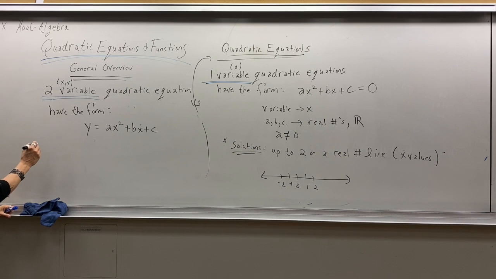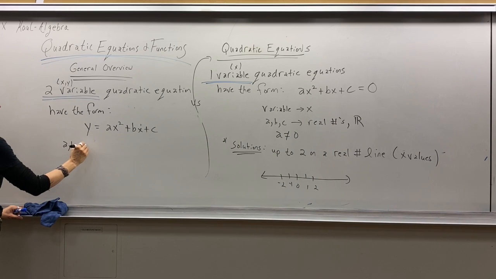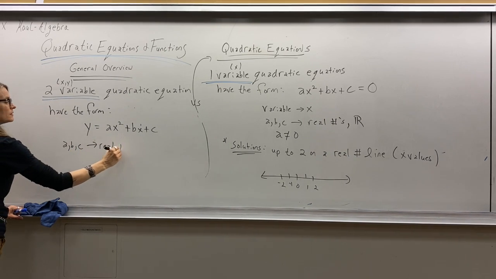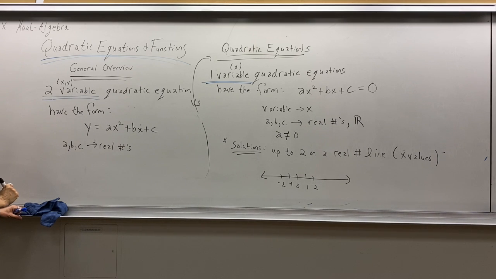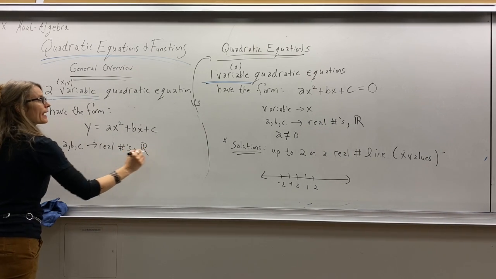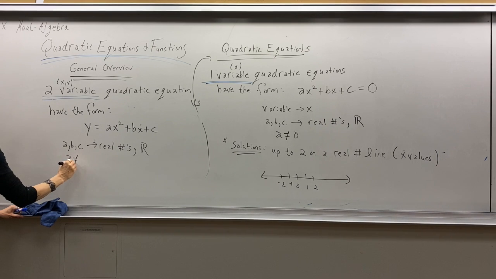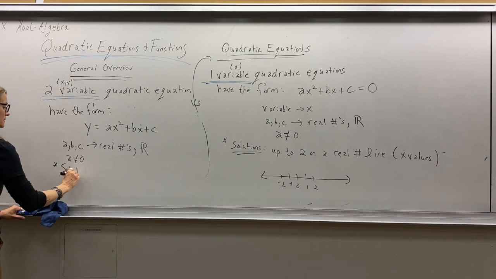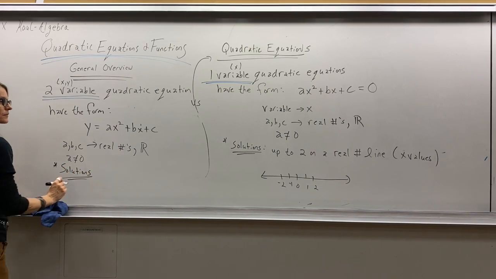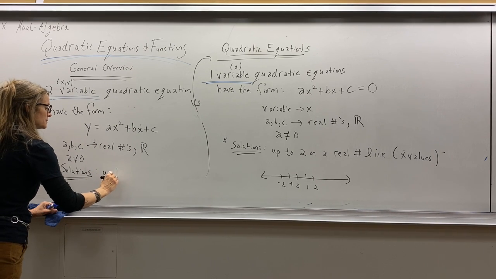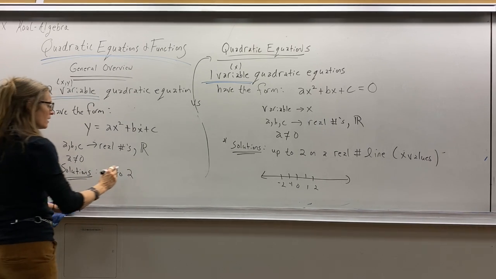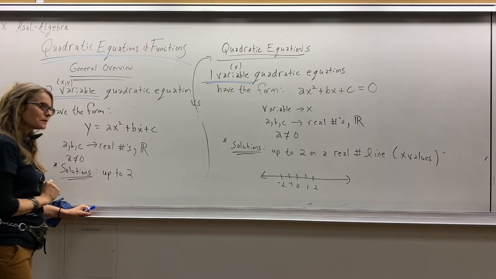So what happens here, again, our conditions are a, b, and c are real numbers. And a cannot be equal to 0, otherwise we don't have a quadratic equation. We wipe out the x squared term, which is important. And our solutions, we have up to two real solutions.